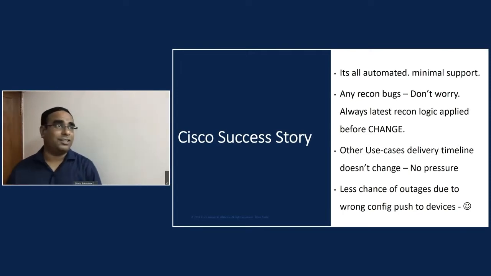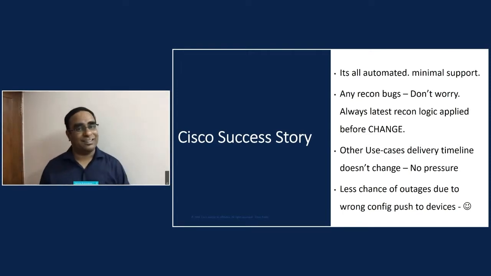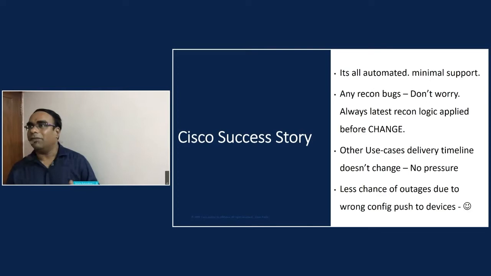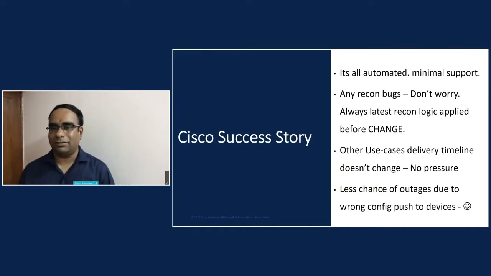There are fewer chances of outage because we are always going and checking the latest copy of the data from the network before applying a change. It's just a matter of 10-15 seconds delay between reconciliation and applying changes. That's the minimal gap we have, and it's a big relief for us. A wrong config push doesn't happen. This is one of the success stories. These are all the success stories we have as Cisco.